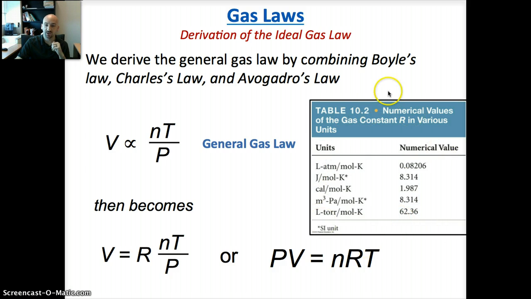I will give you this table in the exam. Temperature is pretty much always going to be in Kelvin, or you should always make sure it's in Kelvin. And the pressure and volume can have different units, so just keep that in mind. Basically if we substitute in this proportionality constant for R, we then get V equals RNT over P, and then we can rearrange to PV equals nRT.